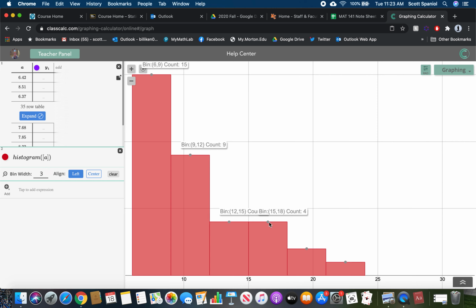One of the nice things about ClassCalc versus Google Sheets as well is that it tends to be a little smarter. So notice that when we put in a bin width of 3, it picked exactly the same lower class limit and made it look exactly like our graph.